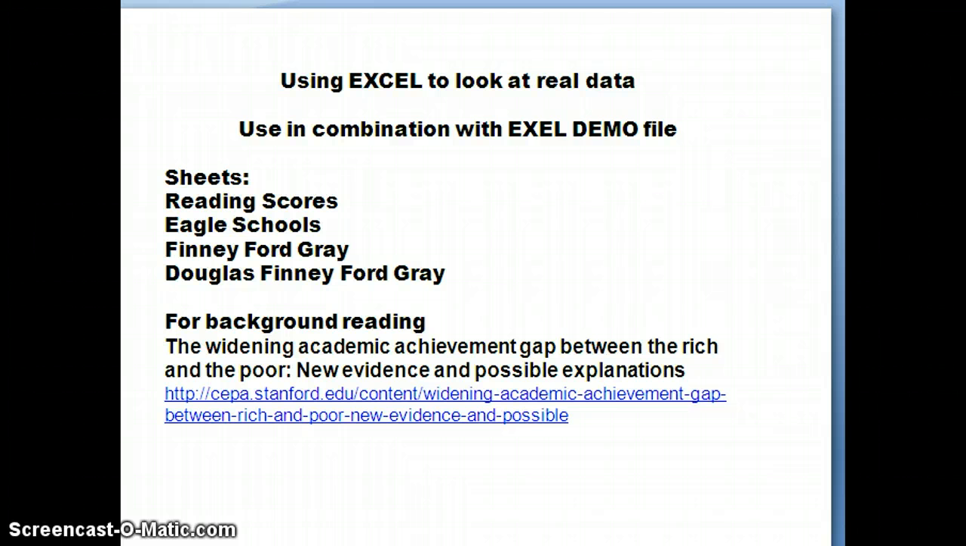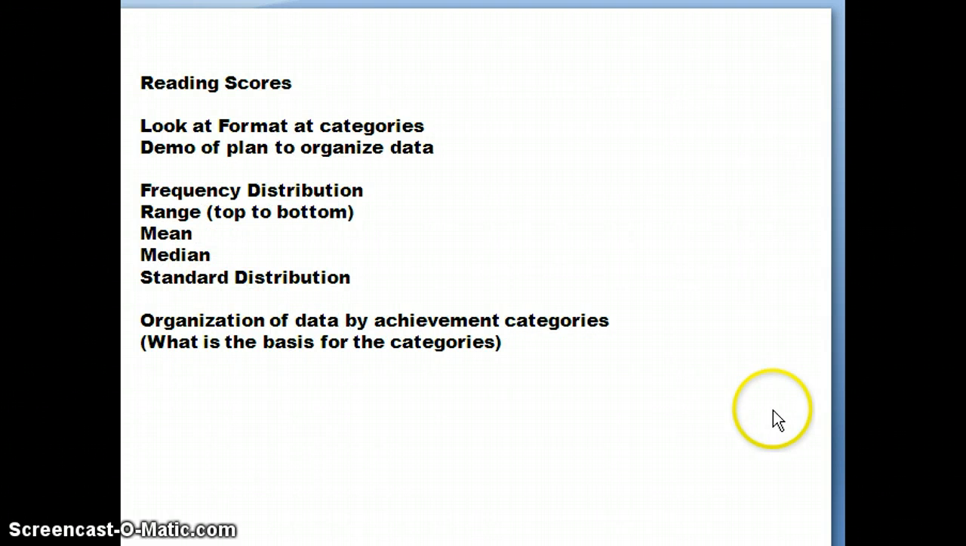Specifically in that case, we're going to be looking at the sheets I'm identifying there: reading scores, Eagle Schools, Finney Ford Gray, Douglas Finney Ford Gray. I'm also providing you with a reference to check because a lot of these are going to be looking at the concerns about what happens when we empirically look at Kansas information about the gap between achievement and family income. So I provided a reference there that might be of help to you.